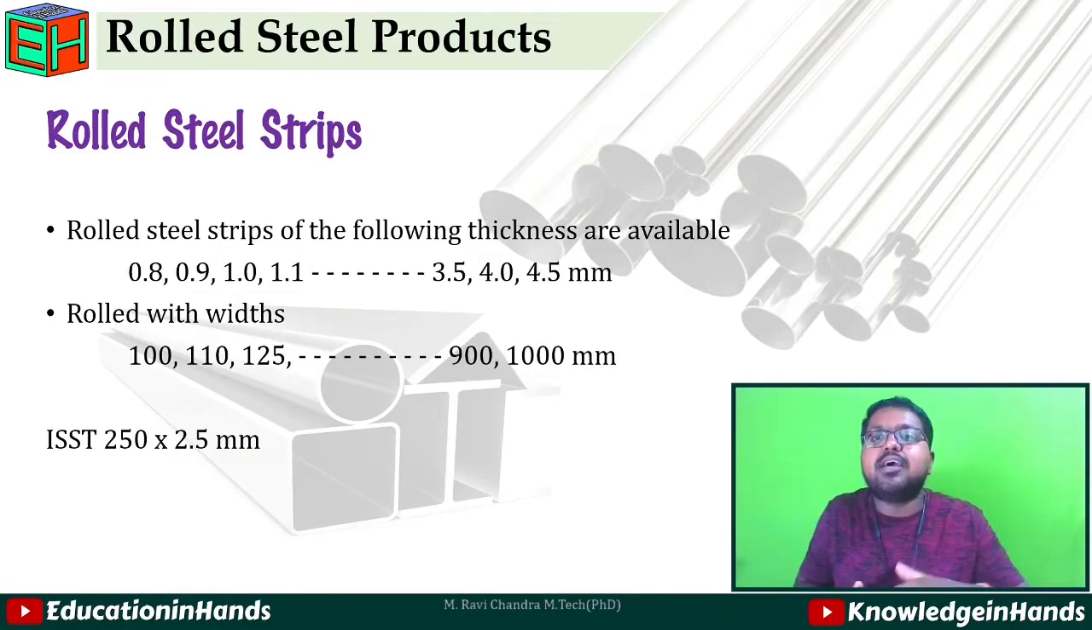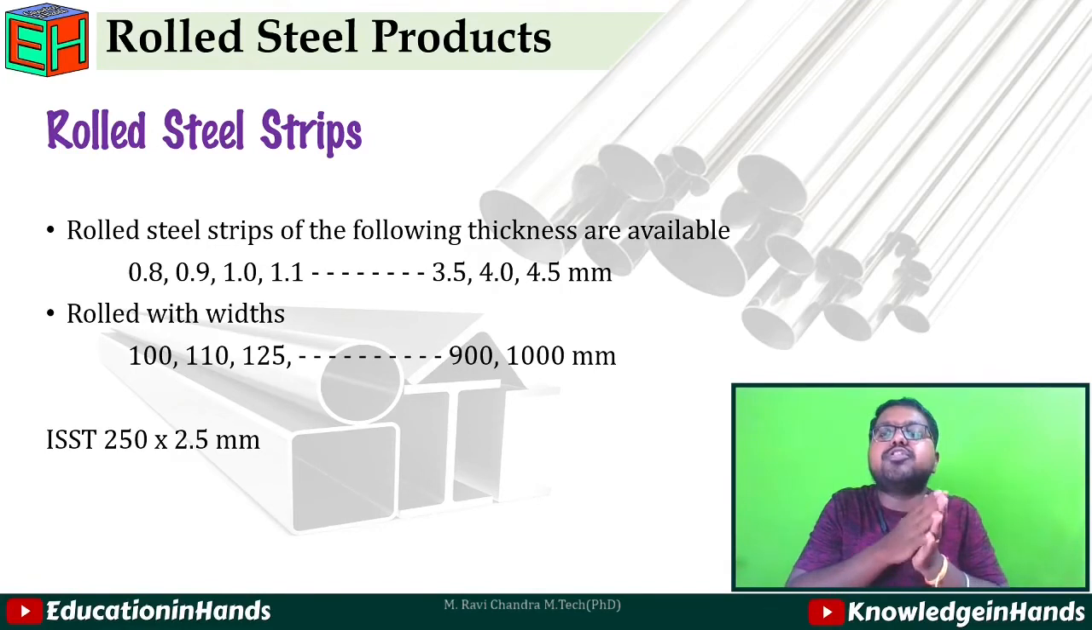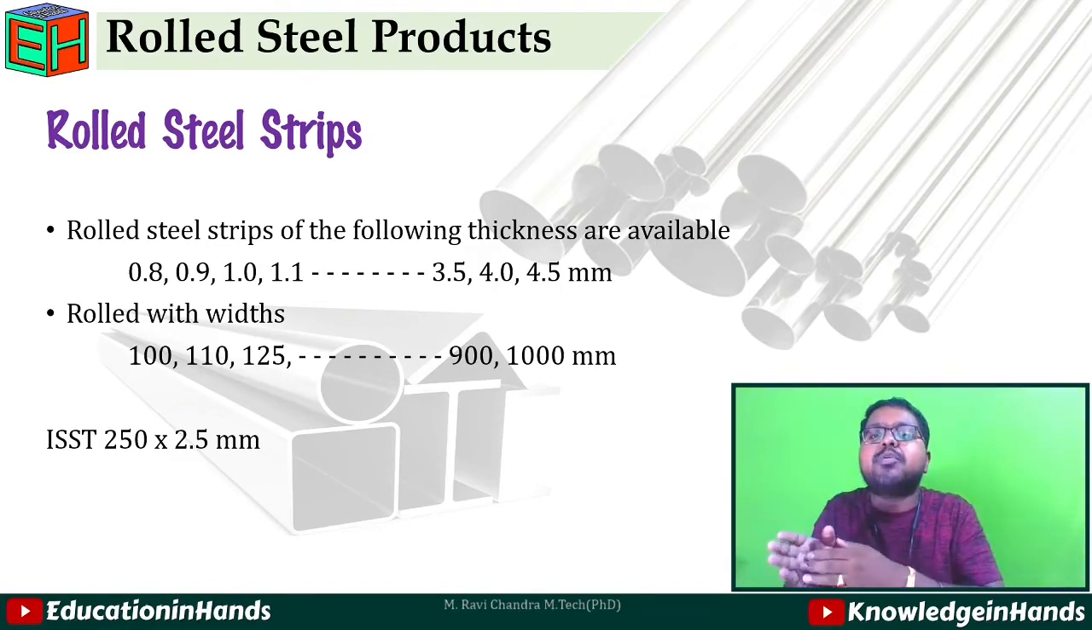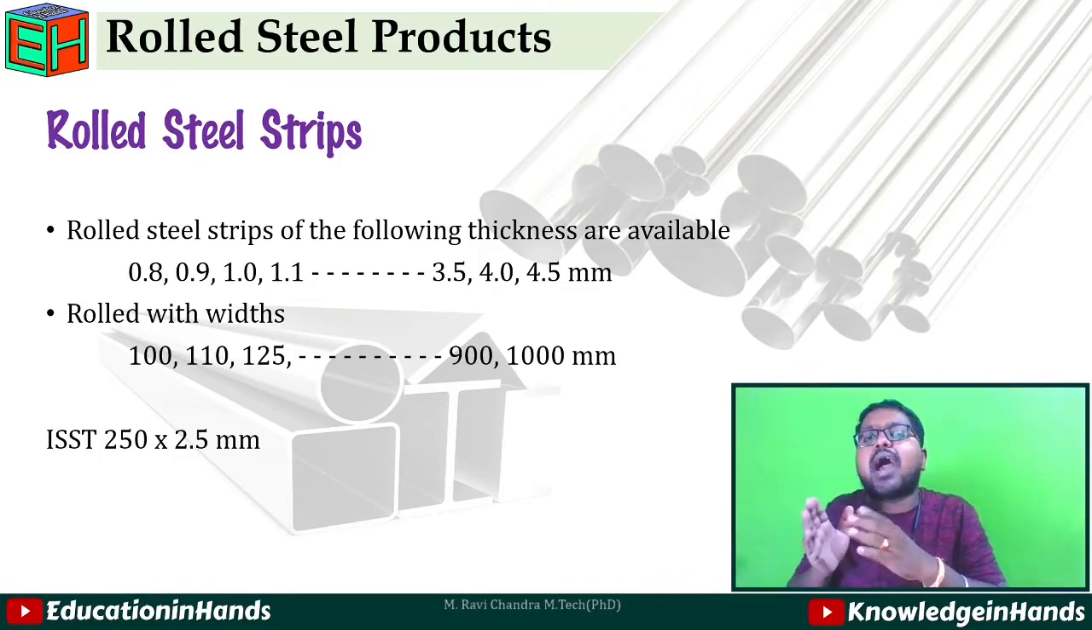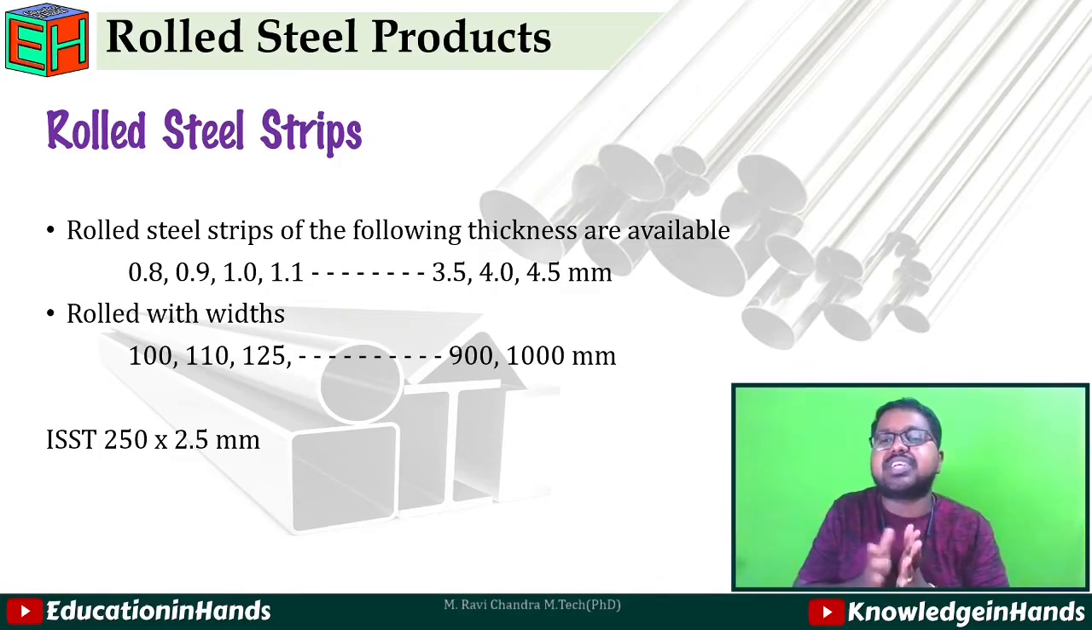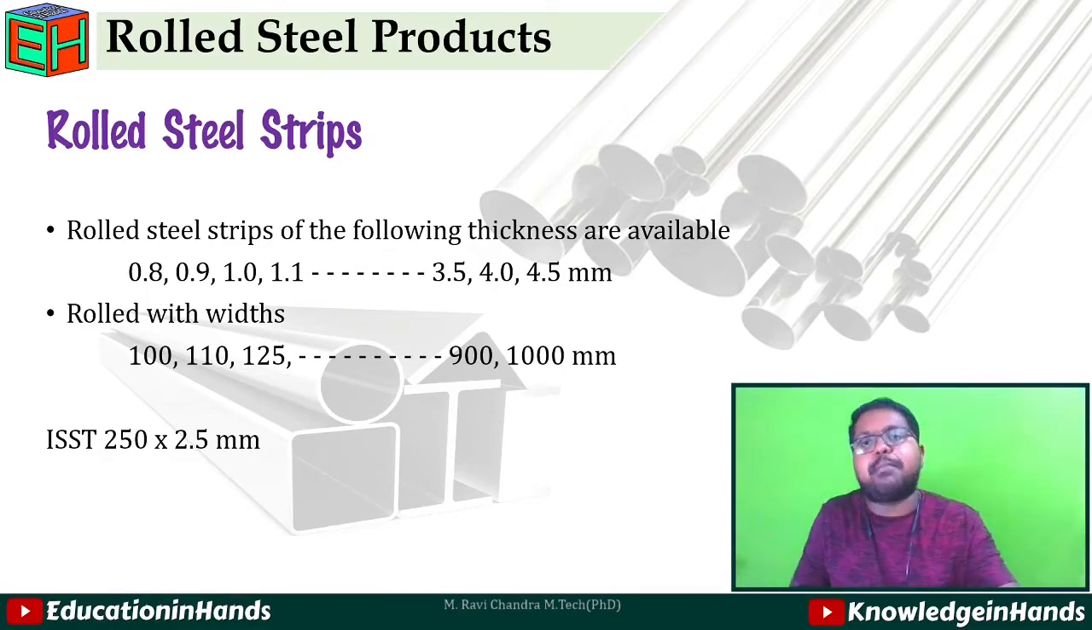The next one is rolled steel strips. Rolled steel strips are similar to plates, but these strips are produced from 0.8 mm to 4.5 mm thickness and with widths from 100 to 1000 mm. So if we show a designation ISST, Indian Standard Steel Strip 250 by 2.5 mm, it means it is having a width of 250 mm and thickness of 2.5 mm.